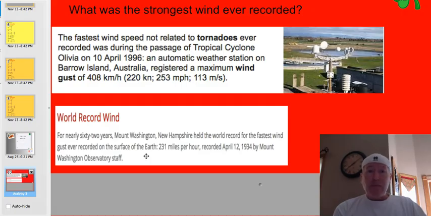And this is a pretty compelling story. If you look up Mount Washington record wind or fastest wind, you'll see how the observatory staff was out there trying to get this anemometer, I believe it's called, set up so that they could check the wind. And it was just crazy. It was a super hurricane, they called it. Anyway, if you're interested in that kind of stuff, you could look it up.